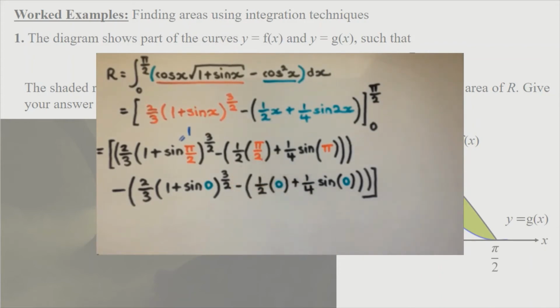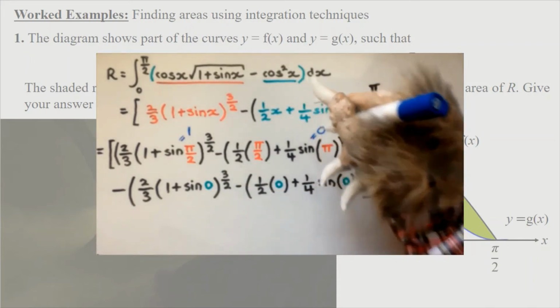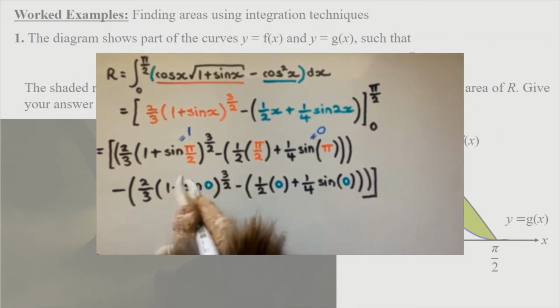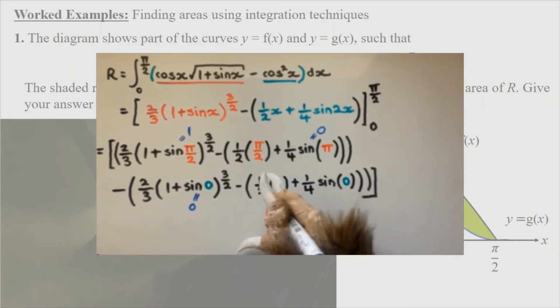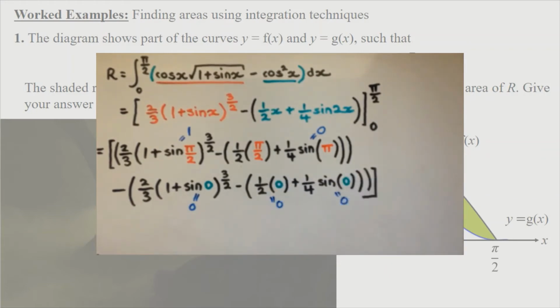Half pi over 2, we can work that out. Now sine of pi is of course 0, so that's going to equal 0. Nothing to worry about there. Sine of 0 of course is 0. And this is of course half of 0 is 0. And this is equal to 0. So not much going on in the lower limit, but plenty going on in the upper limit. So let's just simplify this. So this is going to equal.